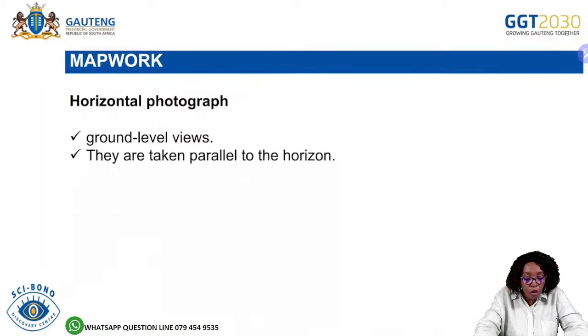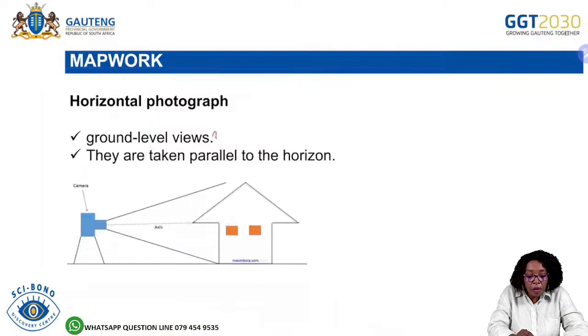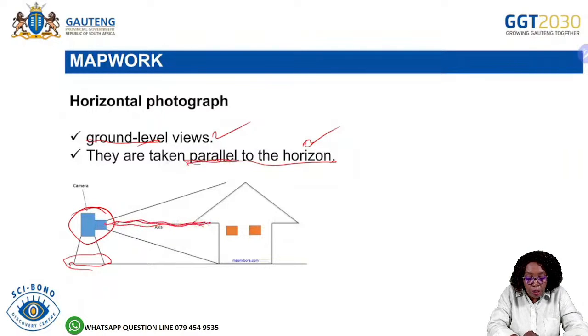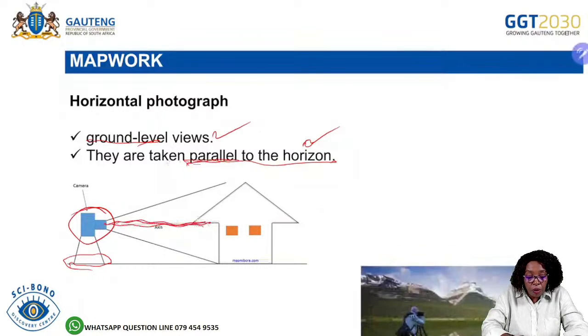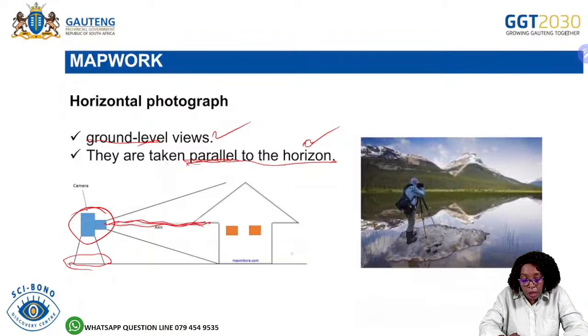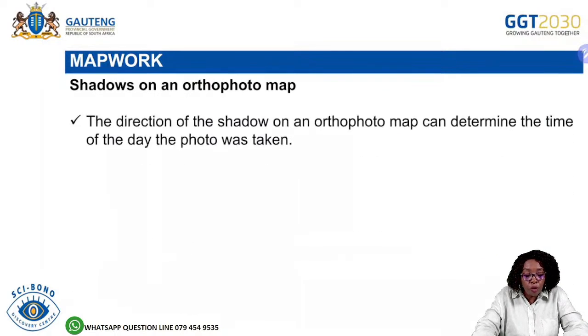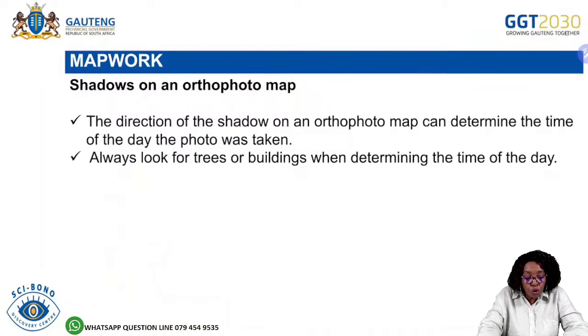Then we've got the third example of a horizontal photograph. So this now we said it's a photograph that is taken on the ground level view, and they are taken parallel to the horizon. So that is the difference here. There's the camera, so it's on the ground level. You can see from here that the camera is on the ground level, and the focus is directly towards the object in a horizontal view then, and it's parallel to the horizon. So that is the characteristic of a horizontal. So this is an example of this on a picture. You can see that the camera man, it's directly horizontal to the horizon there, and the camera it's on the ground there.